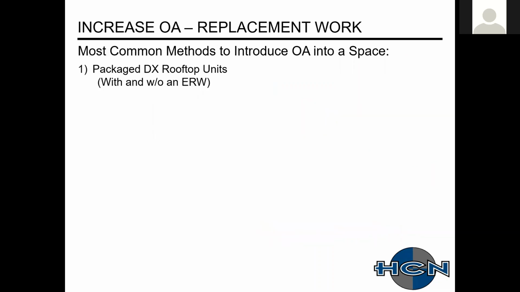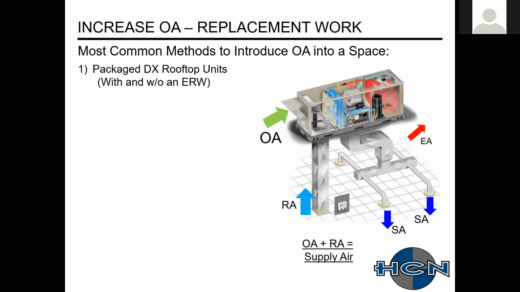All right. So the most common methods to introduce outside air into the space, the first one are packaged DX rooftop units. These can be with or without energy recovery wheels. Back to our simple slide here, or just a depiction showing a packaged rooftop unit. Once again, your outside air is mixing with your return air. That turns into supply air. Within the unit, you have filtration as well as equipment to condition the air, for your heating and cooling.